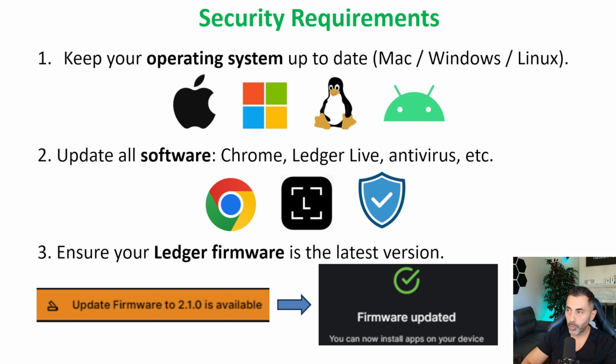Number 1, make sure your operating system is up to date. And if you can't update it because your hardware is too old, maybe it's time to upgrade the hardware. Number 2, update all software. In this case, specifically, we're going to be using Chrome to connect to the exchange, the Ledger Live software to connect to your Ledger. And if you have an antivirus, make sure your virus definitions are up to date. And last but not least, ensure that your Ledger firmware is also running at the latest version.